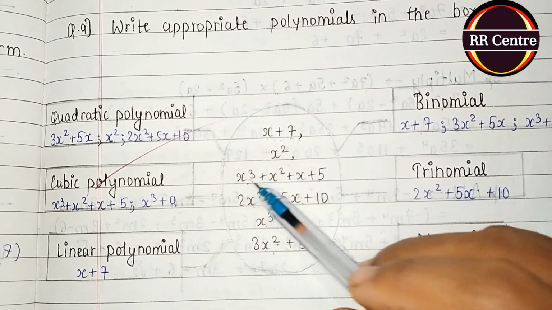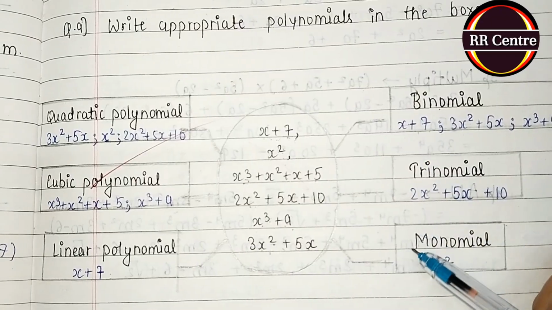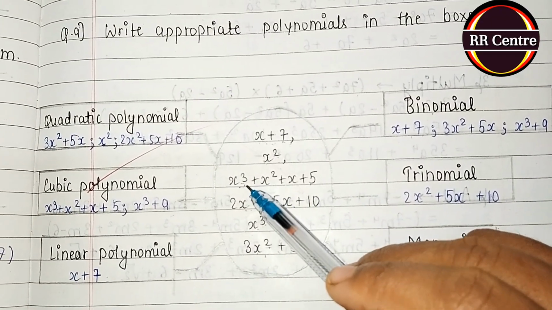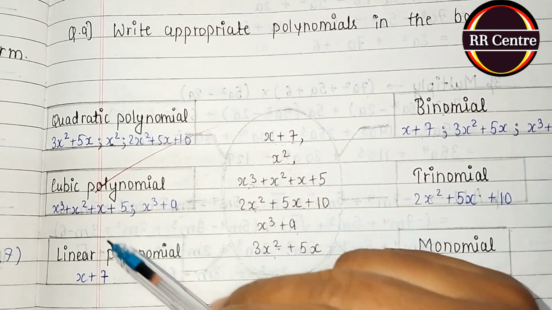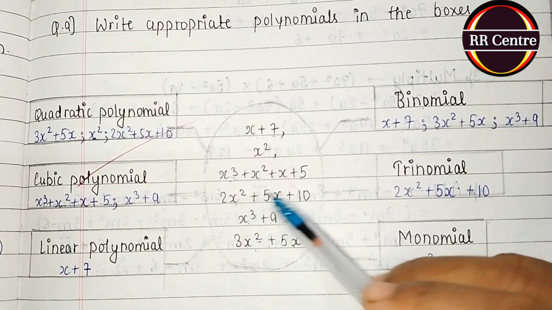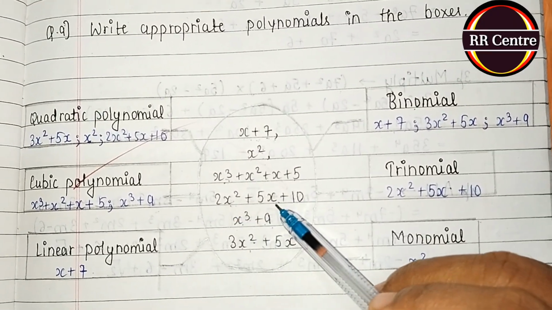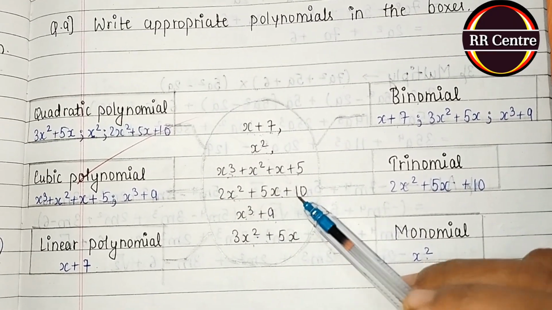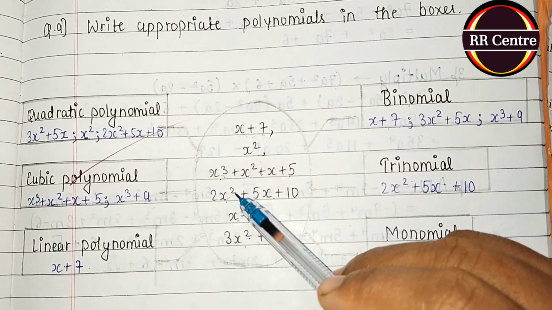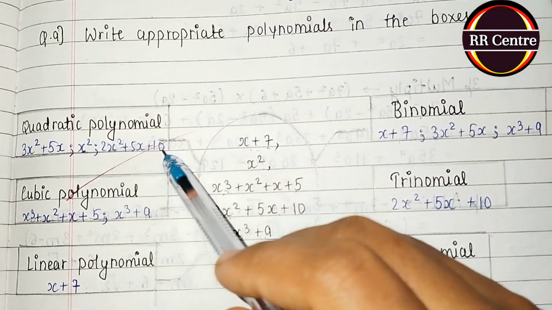How many terms? 1, 2, 3, 4. More than 3 terms is there, it means there is no any mention here. Then after that, highest power of the degree is 3, it means cubic polynomial, right. Fourth one, 2x² plus 5x plus 10. How many terms? 3 terms, right, it means trinomial. After that, how many power of the degree? Highest power is 2, it means quadratic polynomial, right.